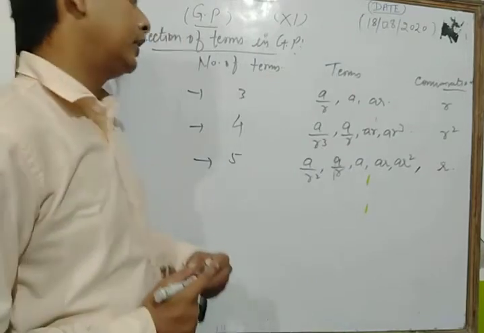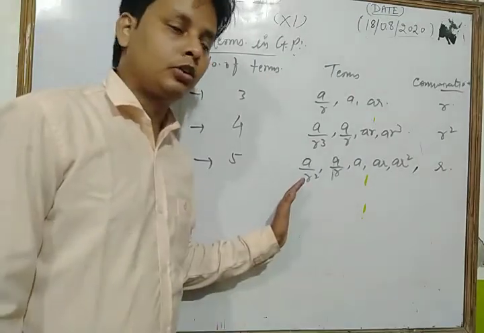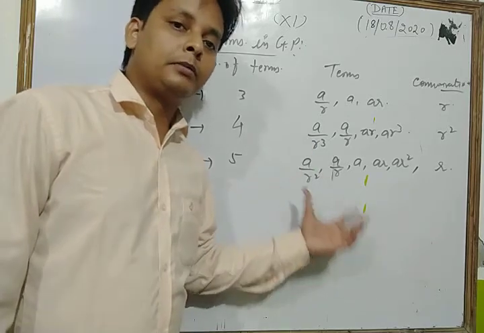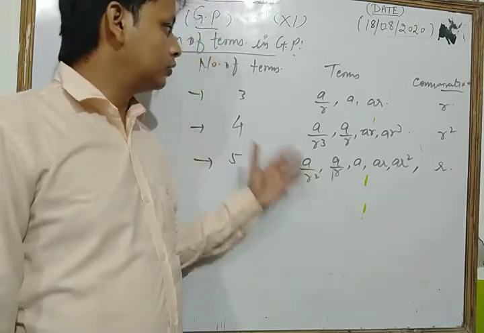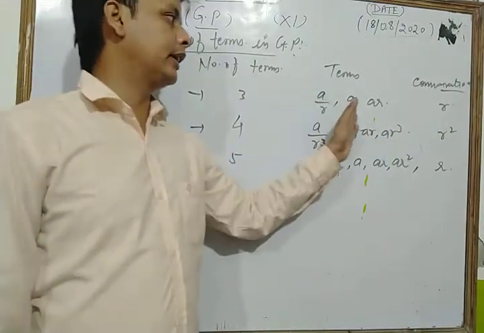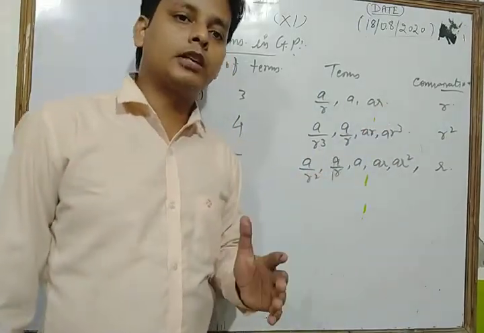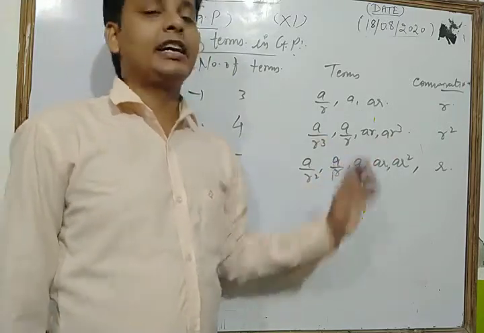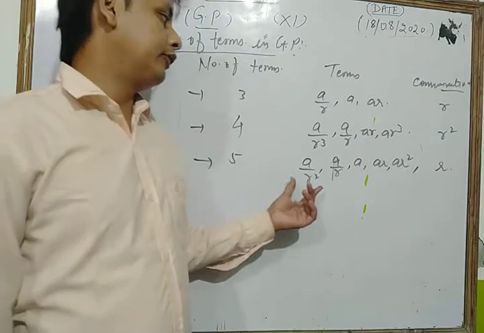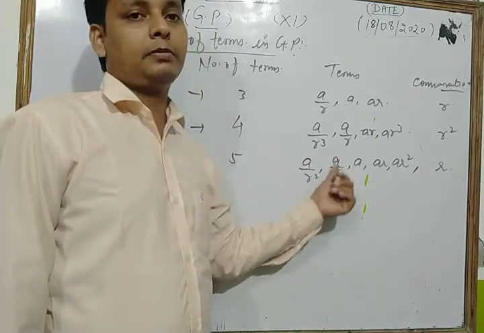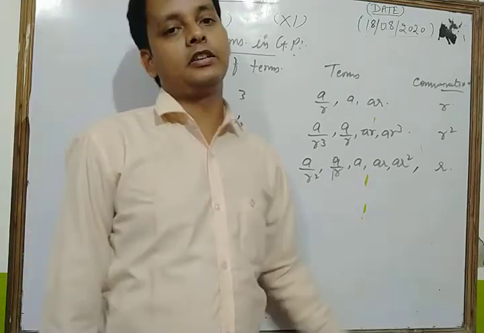So dear student, this is a very important note. Please always keep this point in your mind. If we take three terms in GP, we take a upon r, a, ar. If we take four terms in GP, we take a upon r cube, a upon r, ar and ar cube. If we take five terms in GP, we take a upon r square, a upon r, a, ar and ar square.